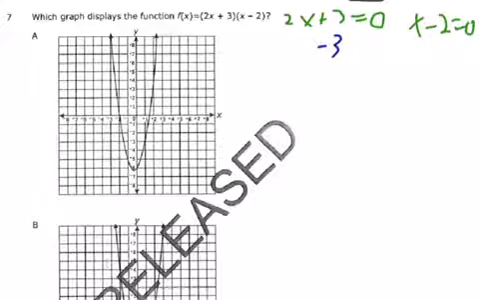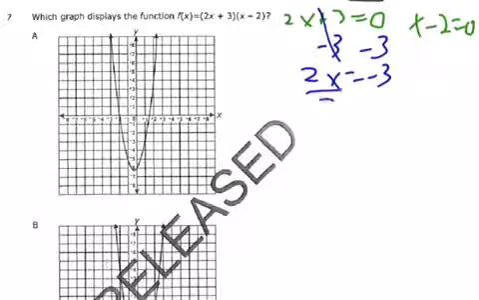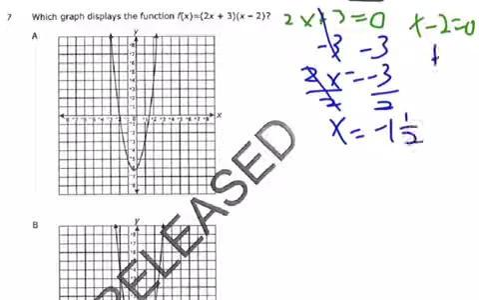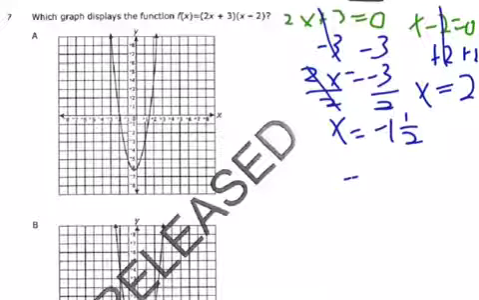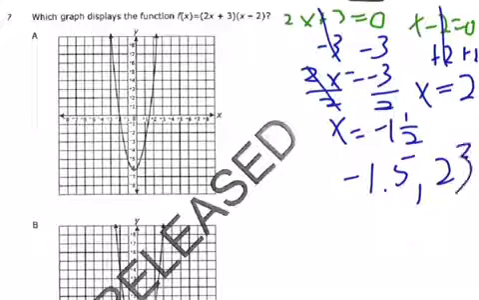So minus 3, we get 2x equals negative 3. Divide by 2, we get negative 1 1/2. And then add 2 over here, and x is going to equal 0 plus 2 is 2. So those are our two solutions, negative 1.5 and 2, and that's where it crosses the x-axis.